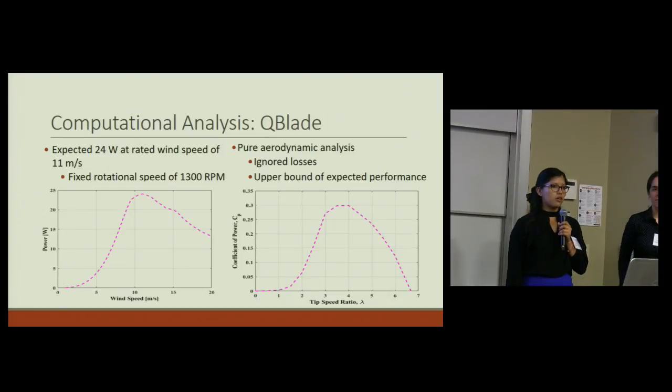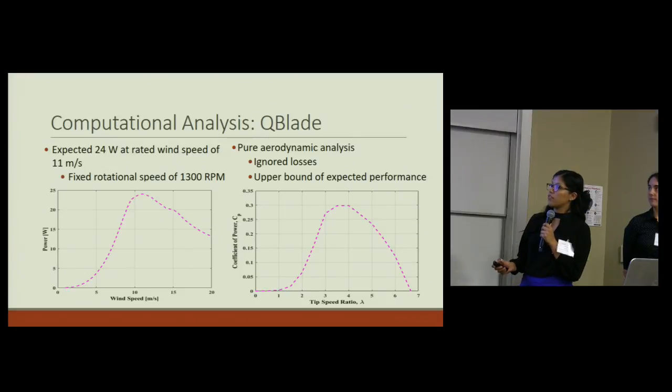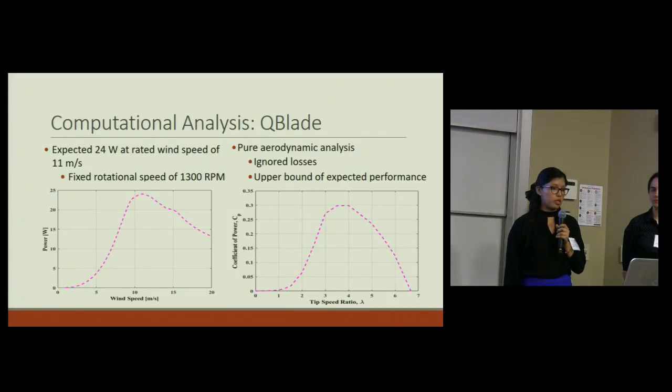So here is our computational analysis from QBlade based on the blade that we took to the competition, blade 5. As we can see here, we have our expected power output at 11 meters per second to be about 24 watts, and that is with the rotational speed of the rotor fixed at 1300 RPM. And then we also have our coefficient of power and tip speed ratio curve.